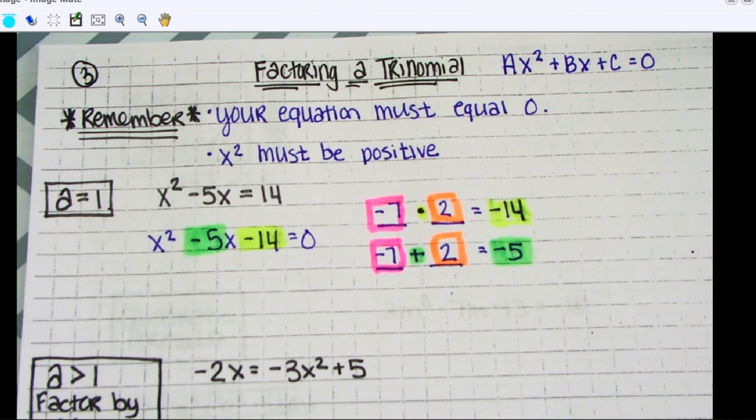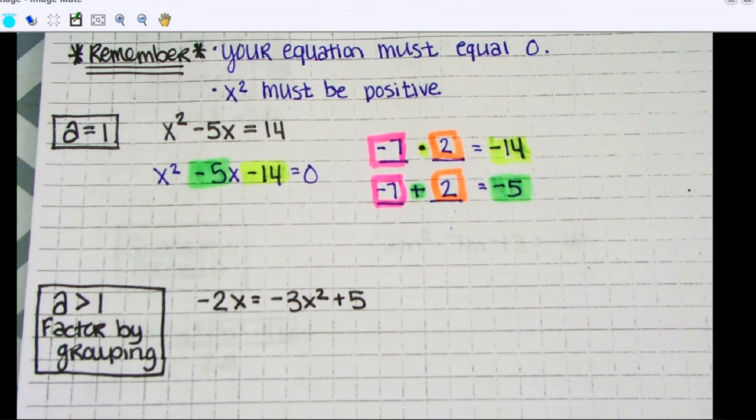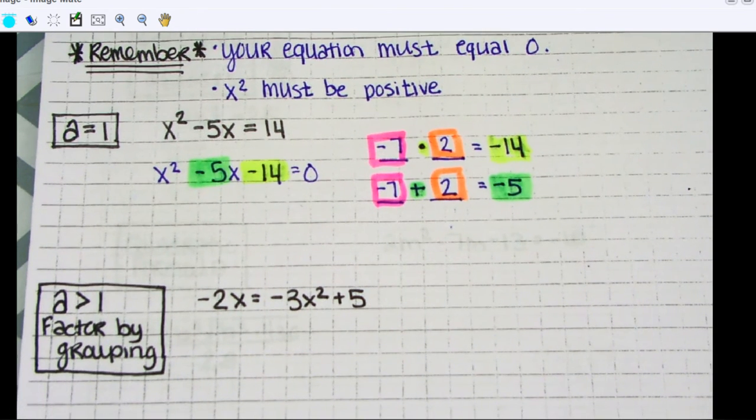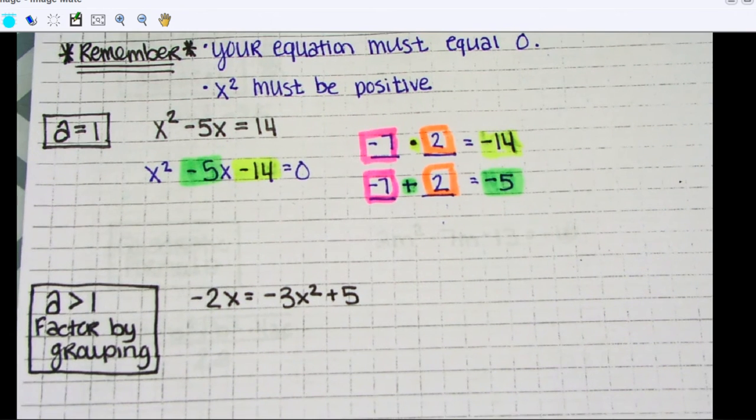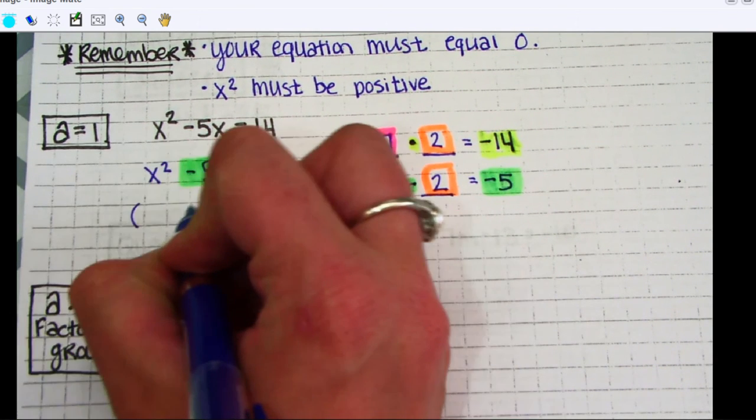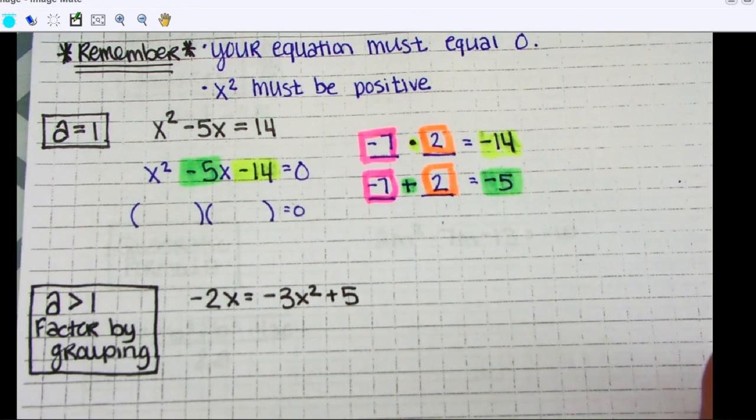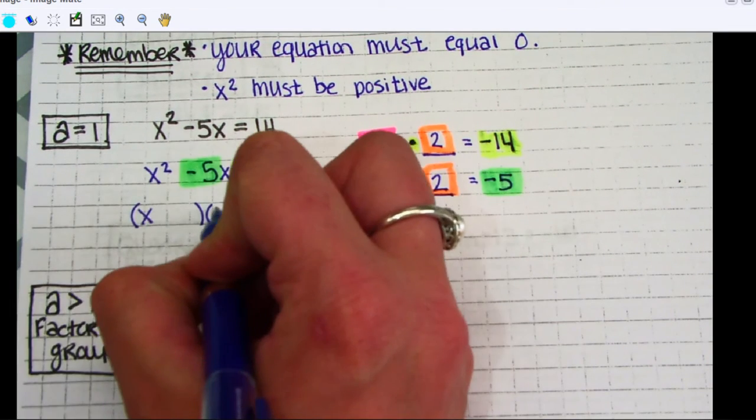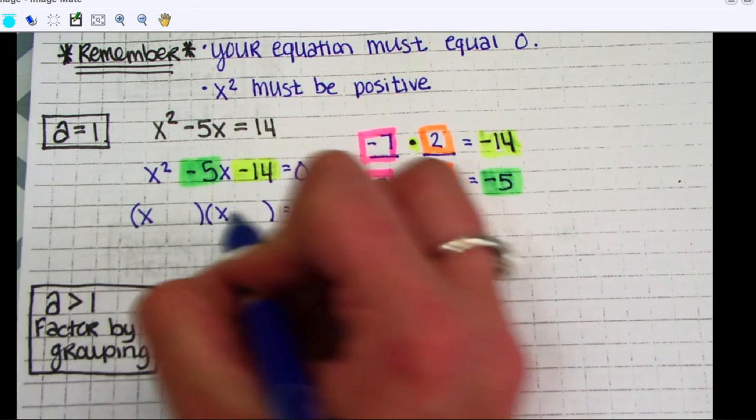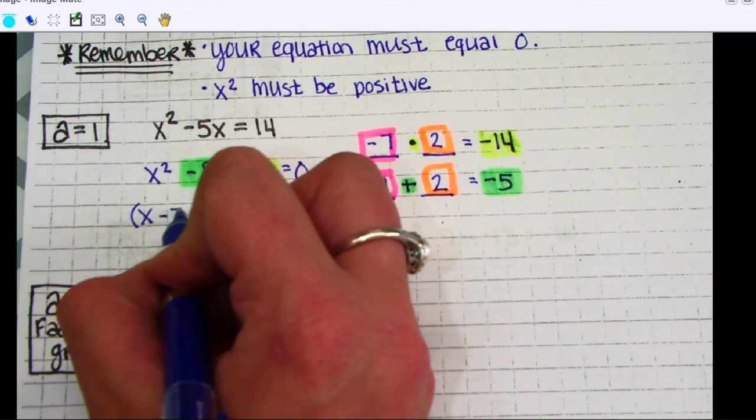All right. When A equals 1, you don't have to do that. So when A equals 1, you can automatically break it up into parentheses, and you can get X and X. So you break up your X, and then you take these values and you put them right here.